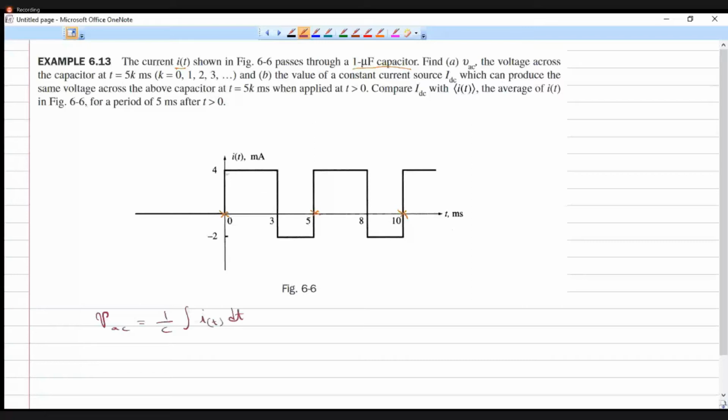Here we are given the current waveform I of t, which is a square pulse as we can see in this figure, and the C value is given and I is given. So we can directly substitute here. What is C? 1 into 10 power minus 6 farad, into I. So how can we write this I? Sometimes the value of the function will be directly given, sometimes it may be given as waveforms. So we should know how to write this function. How can we write this I of t?